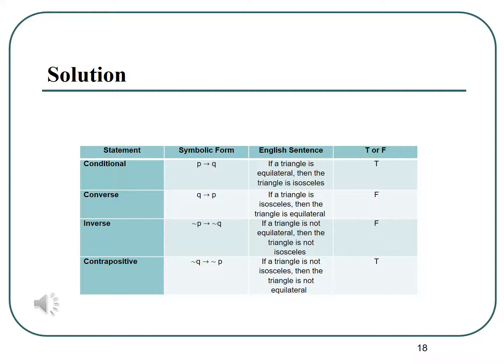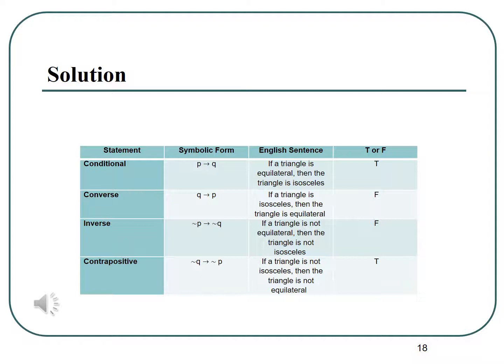So let's evaluate it. Remember, it's not Q implies not P, so that would mean that if a triangle is not isosceles, then the triangle is not equilateral. That is 100% true. If it's not isosceles, that means it does not have at least two congruent angles with two congruent opposite sides, so therefore it would fail by definition of equilateral triangle as well.